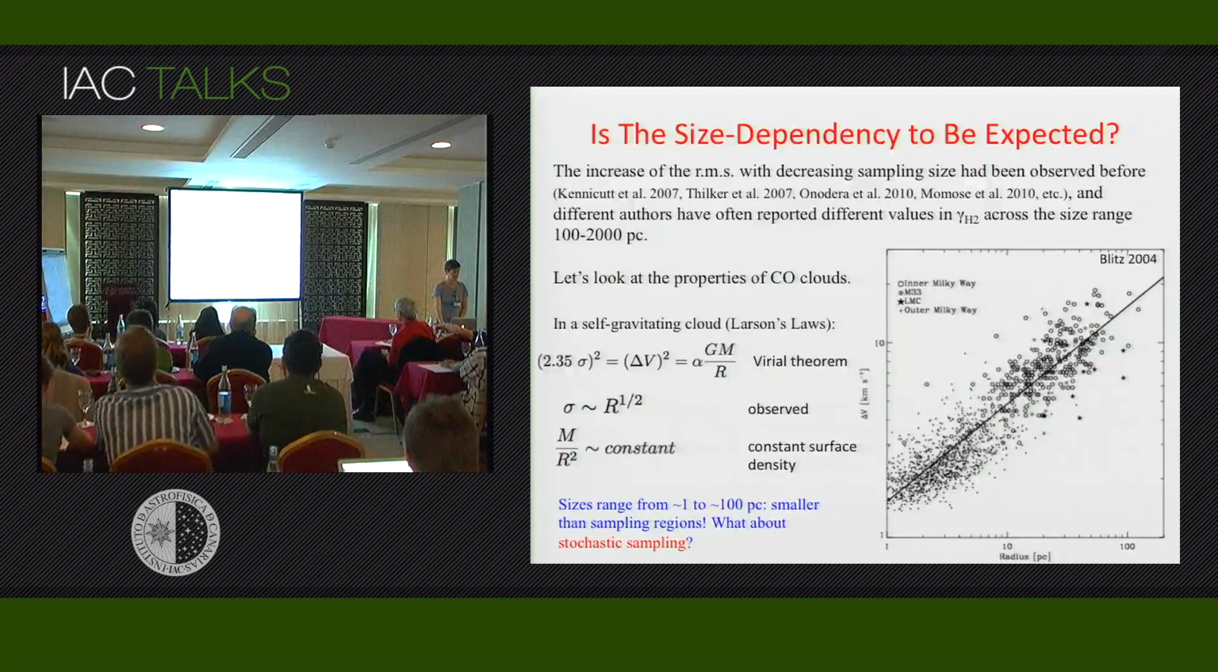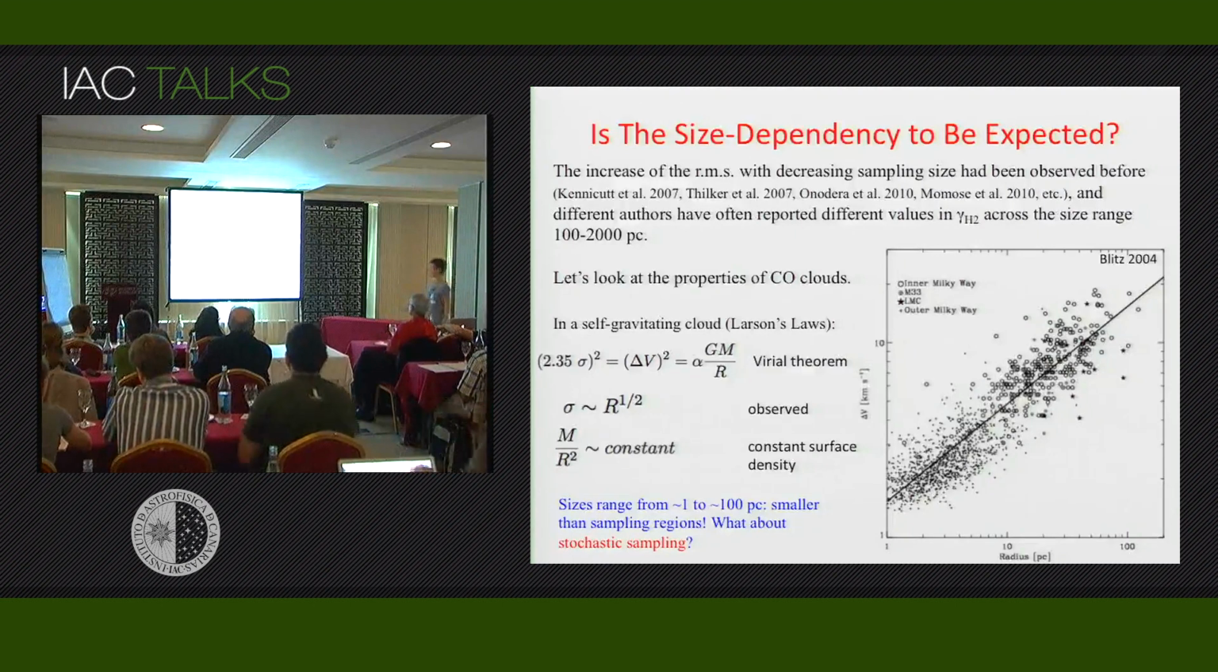And different authors have often reported different values in gamma H2. Okay? But without noticing that there could be a systematic trend as a function of sampling size. So, while the root mean square decreasing for increasing sampling size has been noticed, the change in gamma H2 had not been noticed. But maybe it could have been expected, given a few characteristics.